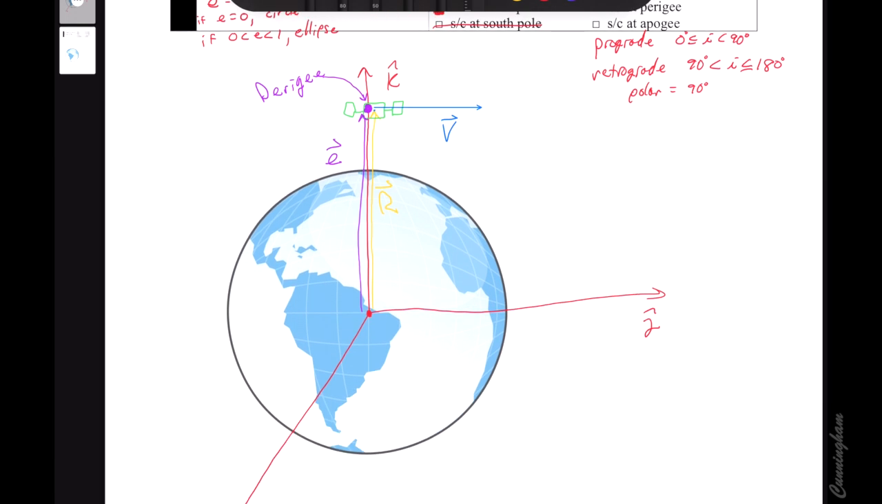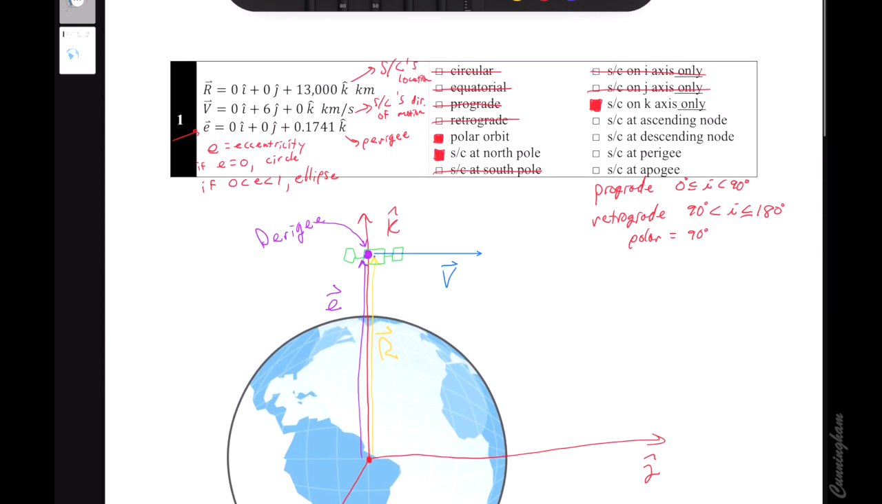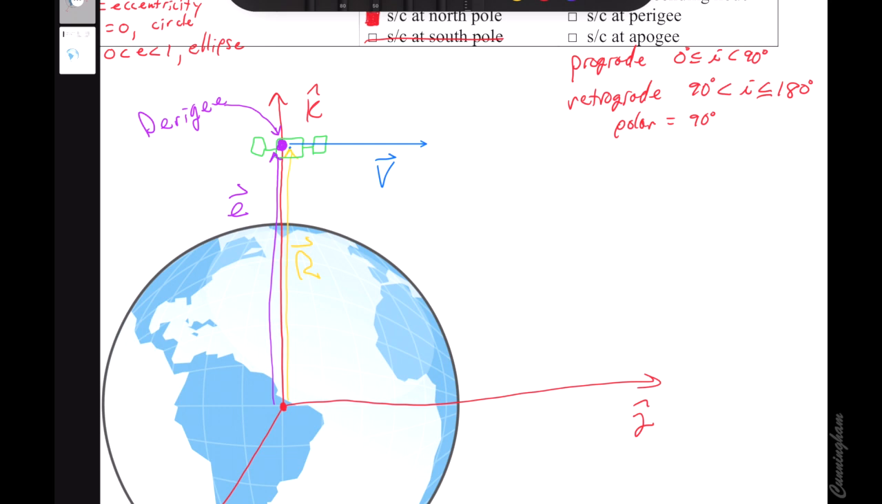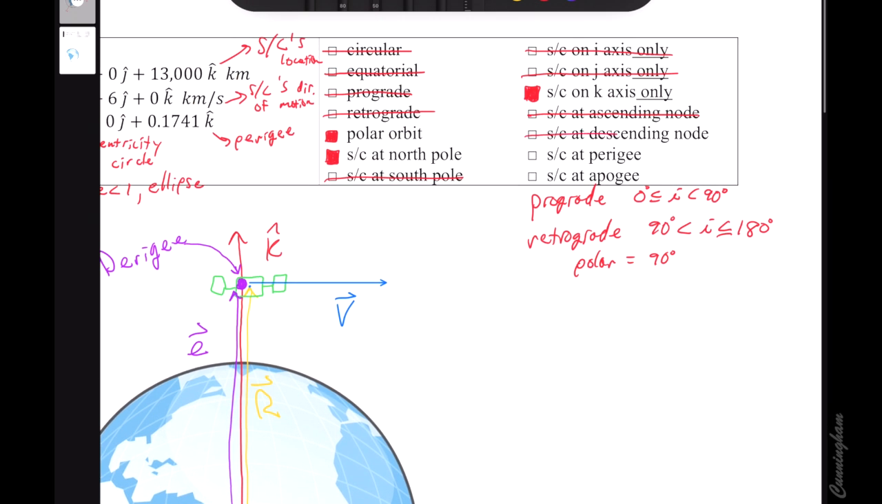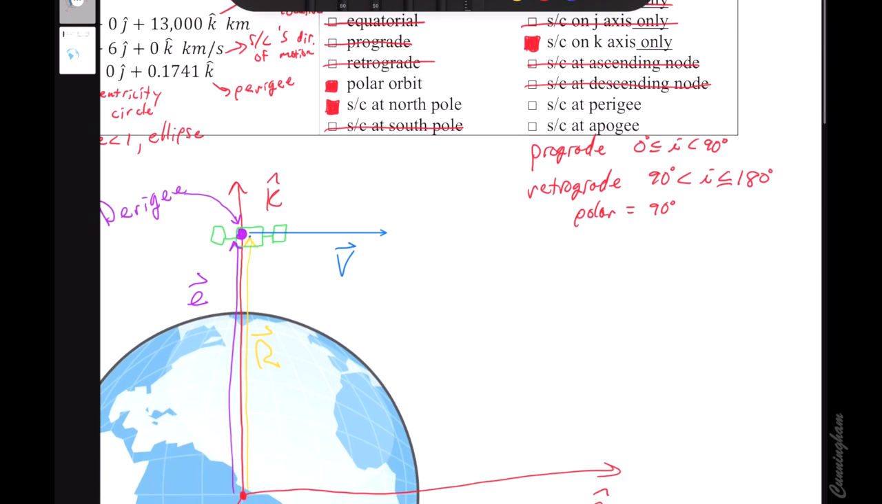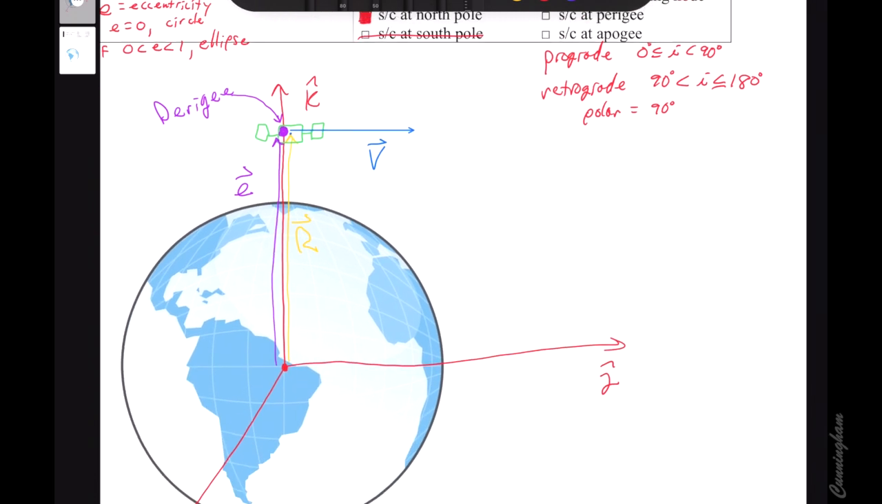That's where things get a little trippy. But here's what I'm trying to say. We're flying above the North Pole right now. We could not be farther from the equator. So we know we're not on a node. Okay, good old process of elimination.